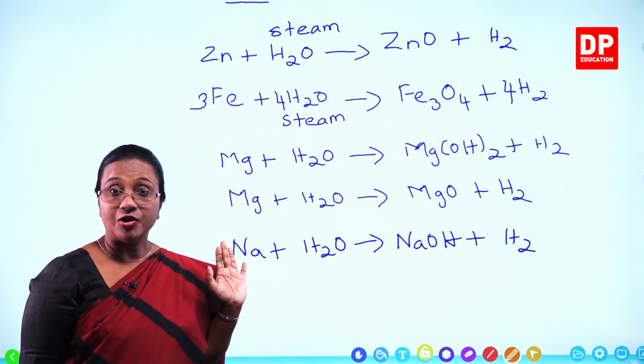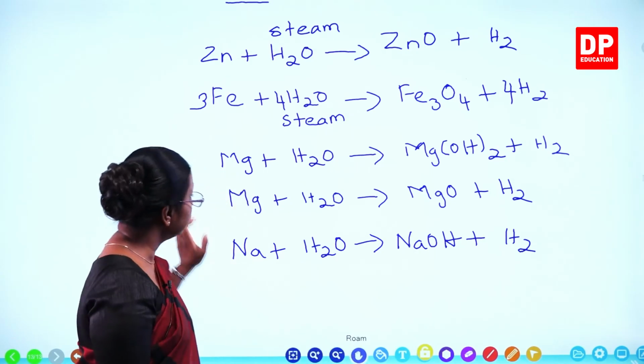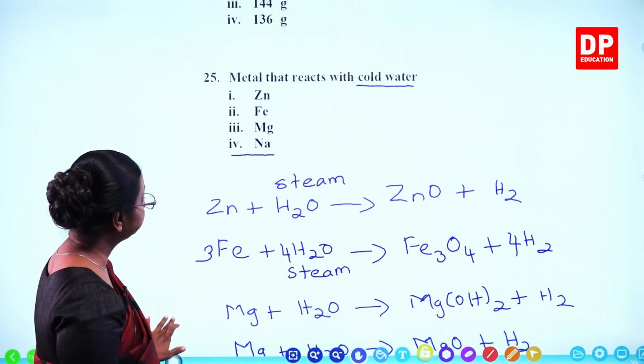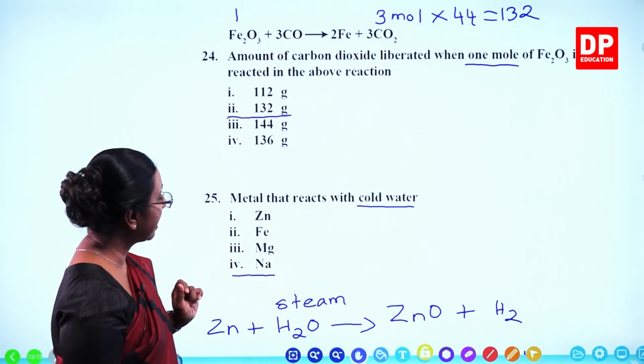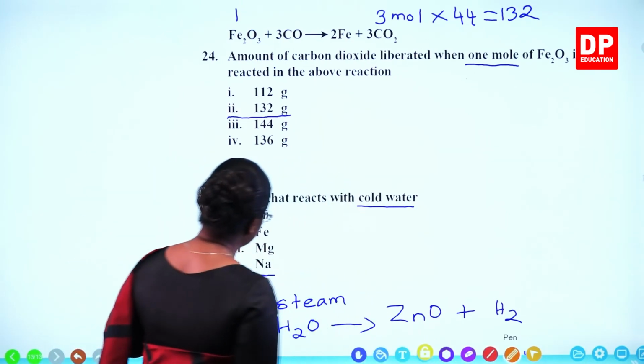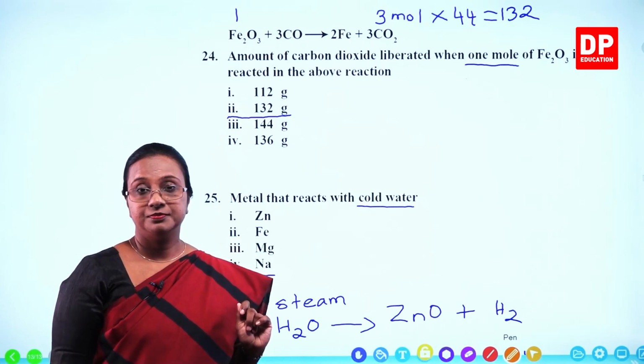Is that clear to you? So the answer is what we selected. Here you can see metal that reacts with cold water is sodium.